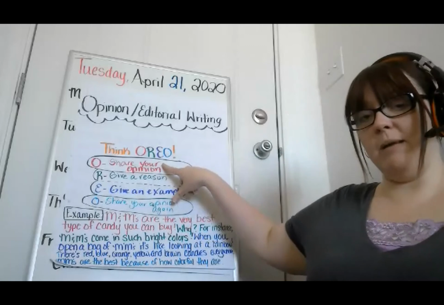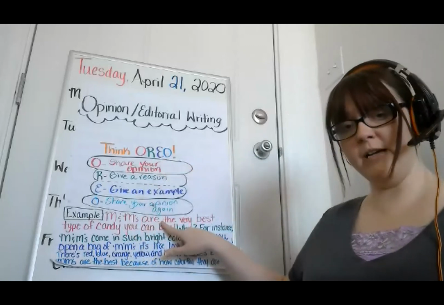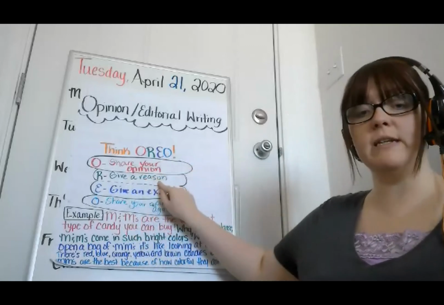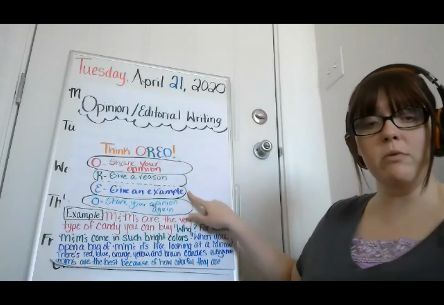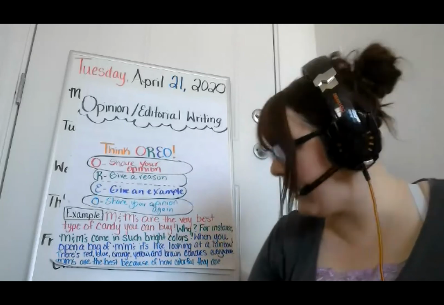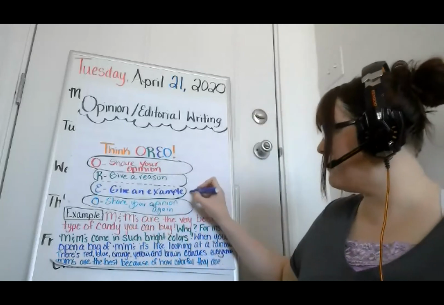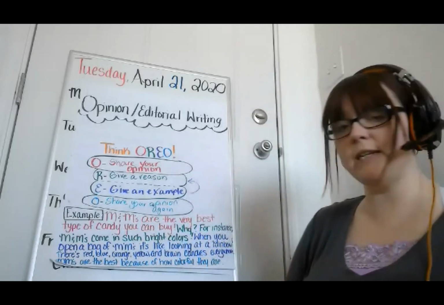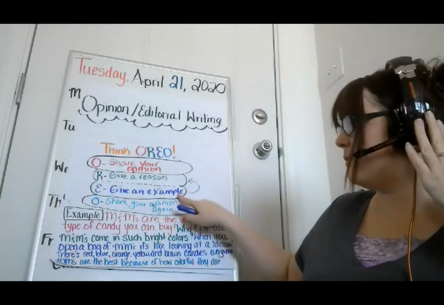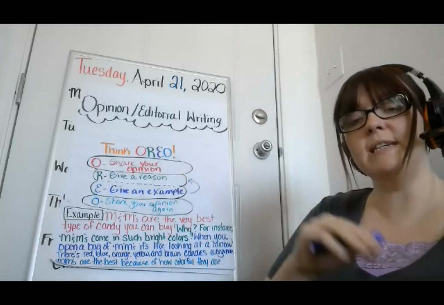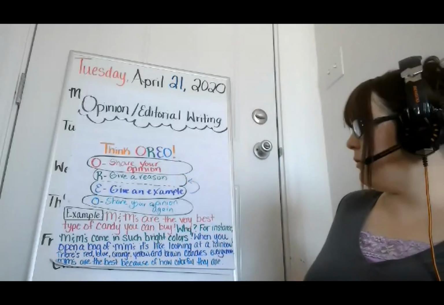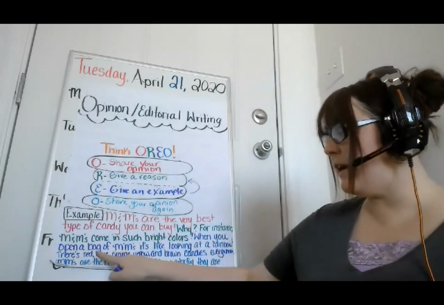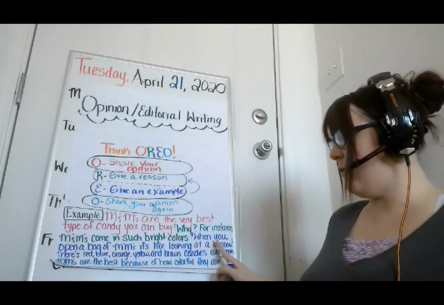So I've stated my opinion. M&Ms are the best. I gave you a reason. They have bright colors. Now I'm going to give you an example of my reason. Okay, these two sentences and these two sections have to work together. What's an example of my reason? What's an example of M&Ms coming in many colors? So I wrote, when you open a bag of M&Ms, it's like looking at a rainbow.